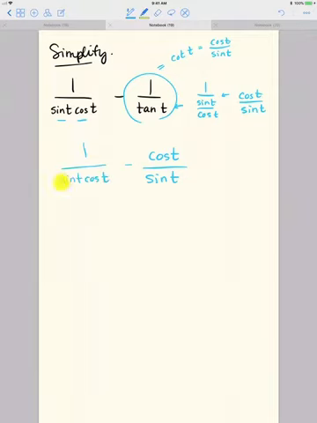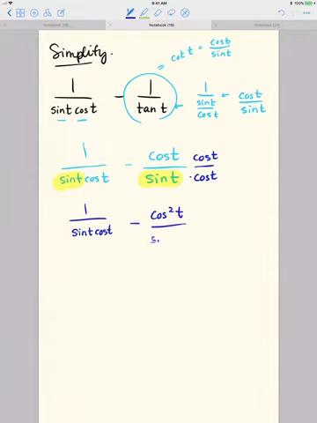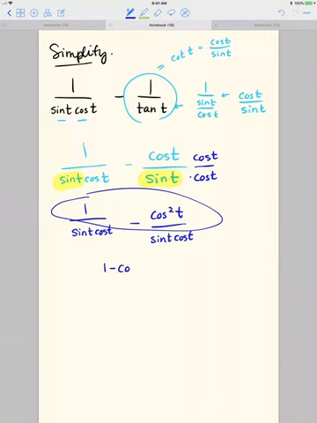So now, notice we have almost the same denominator to be able to subtract across. But I need an additional factor of cosine of t multiplied to the numerator and denominator of the right fraction so that I have my common denominator of sine t cosine t. So I have 1 over sine t cosine t minus cosine squared over sine times cosine. I have a common denominator now, so I can simply subtract across the top. The numerator is 1 minus cosine squared of t over sine t times cosine t.